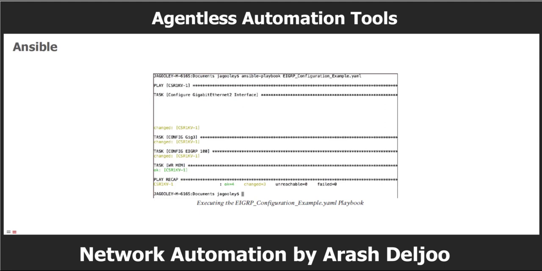And after that, at the bottom of the output, notice the play recap section, which has the status ok=4 and changed=3. This means that out of the four tasks, three actually modified the router and made configuration changes, and one task saved the configuration after it was modified.